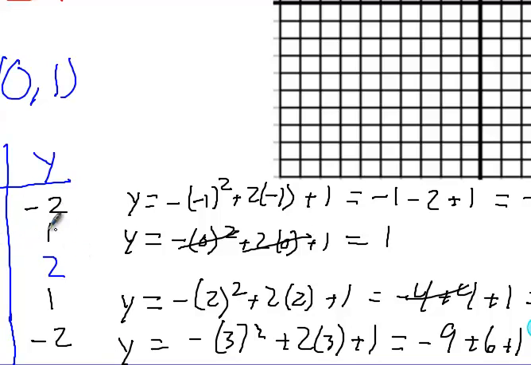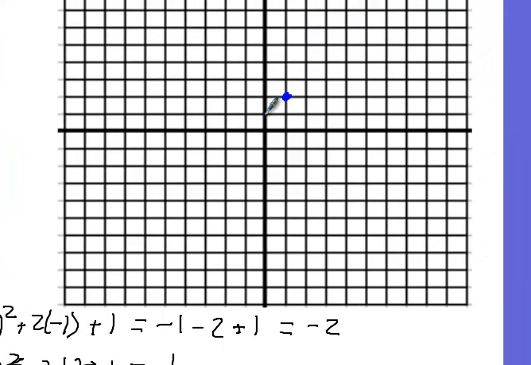And then when we're at 0, comma 1, we're going to be here. Okay, then at 2, we're going to be also at 1. Then at negative 1, we're going to be at negative 2. Then at 3, we're also going to be at negative 2. Okay, we have enough points to graph our parabola. And that's how we graph it. And it looks good, okay?